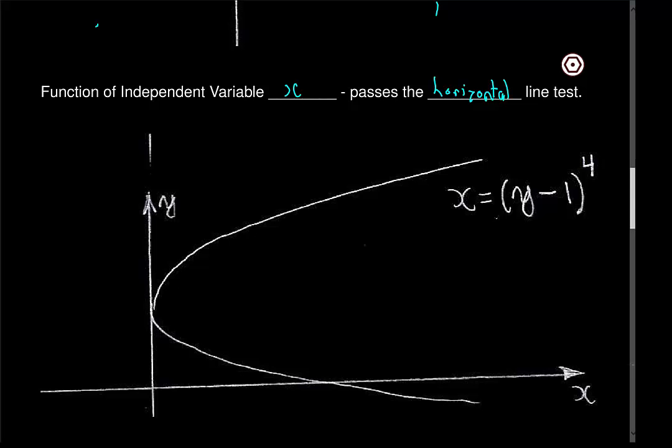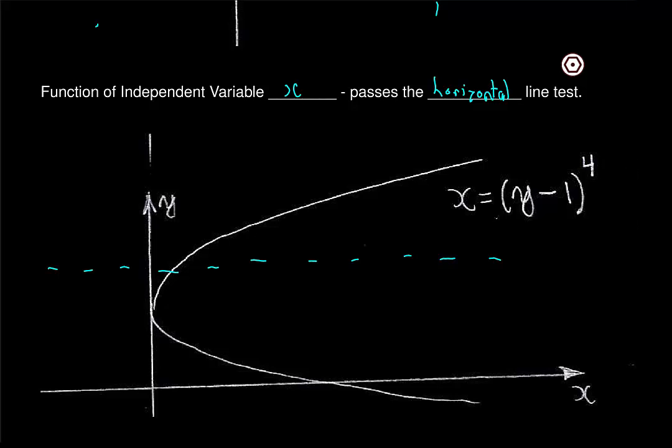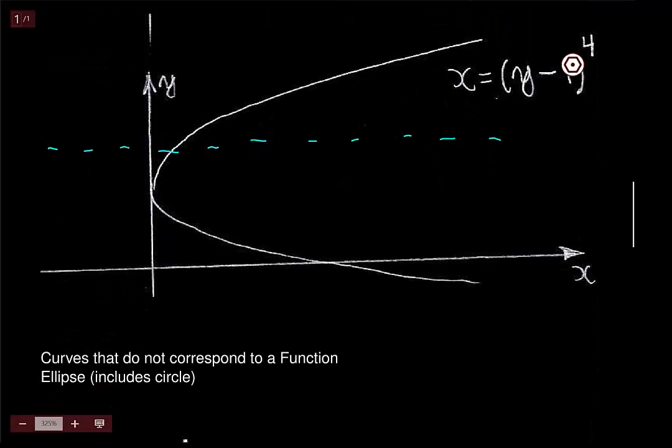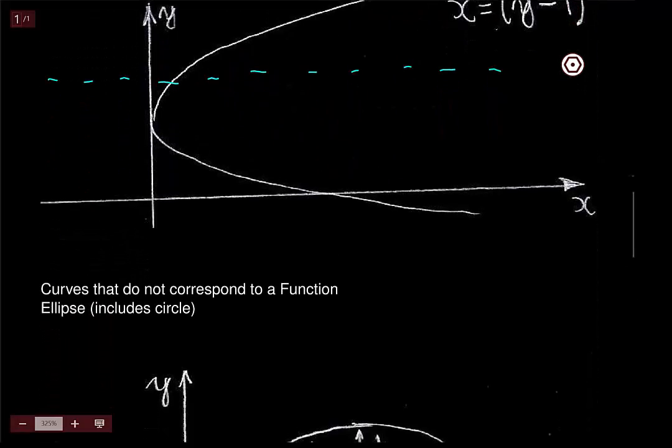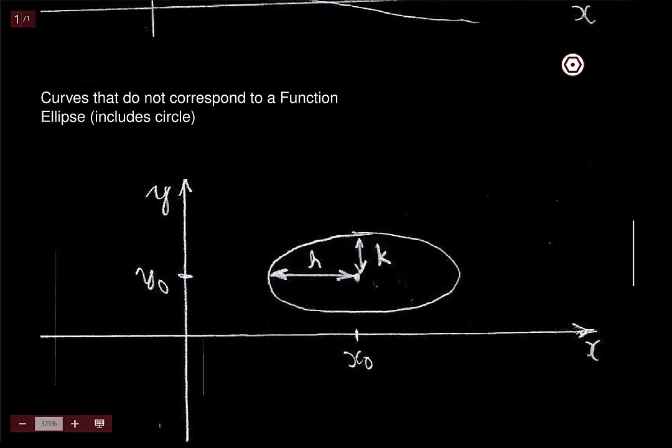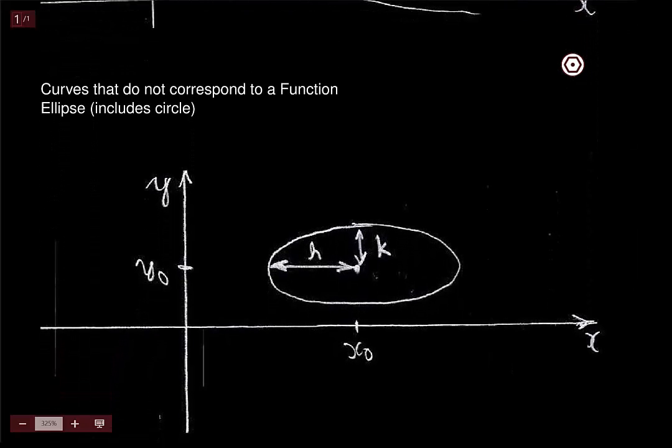So what we can see is that if we draw a horizontal line, any horizontal line at any level, so any place in the domain, which now is on the y-axis, it only crosses this curve once. So it is in fact a function, just a function of the independent variable x. But there are also curves that do not correspond to functions that we're familiar with.